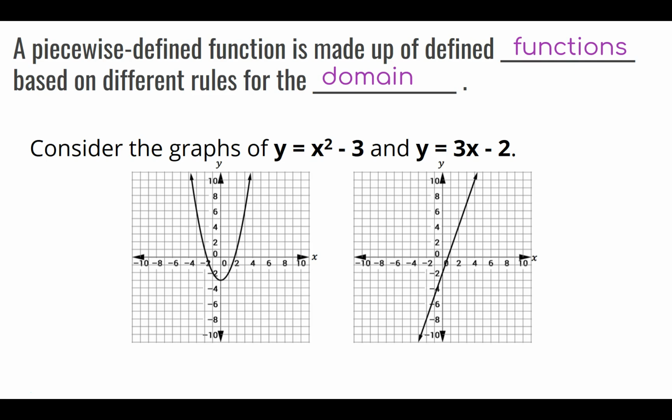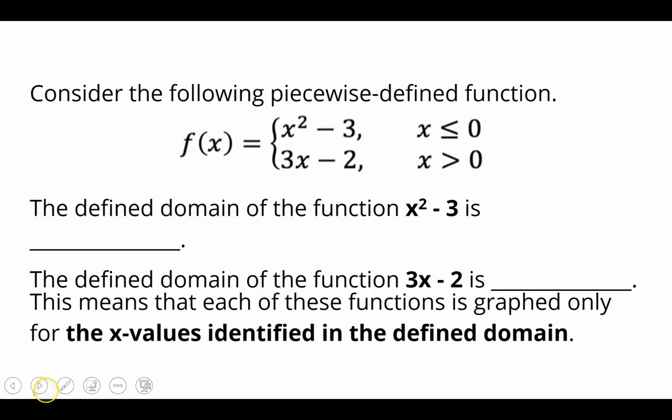If I have x squared minus 3 and 3x minus 2, can they exist on the same graph and it stay a function? Can these two exist on the exact same graph and it still be a function? No. Because I have x's being used more than once, don't I? So putting them on the same graph is not allowed if I want to keep it a function. That's what the domain does to help me keep it a function.